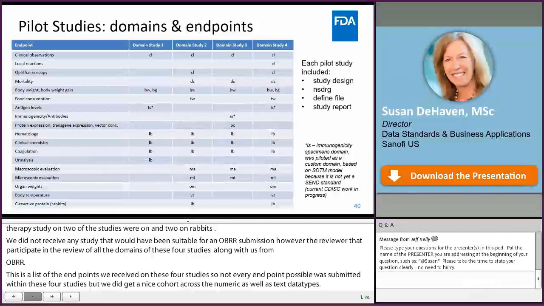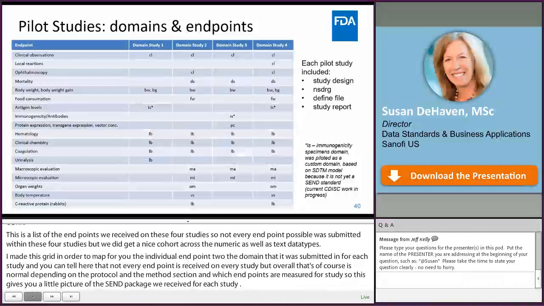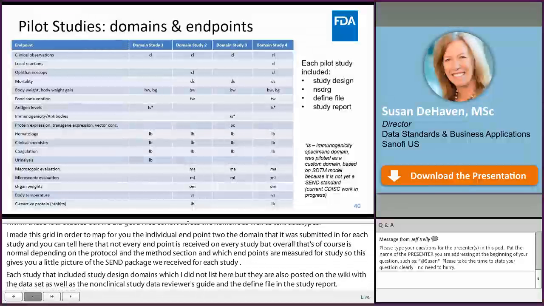So this gives you a little picture of the SEND package that we received for each study. Each study did include study design domains, which I did not list here, but they are also posted on the wiki with the data set, as well as the non-clinical study data reviewers guide, the define file, and the study report. I want to specifically point out to you the use of the IS domain in 3 of these studies.